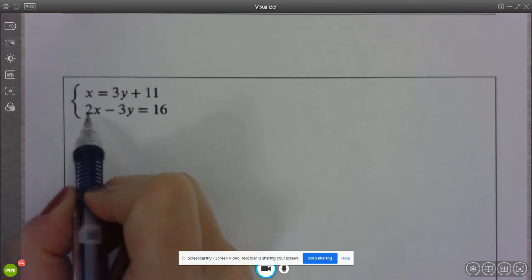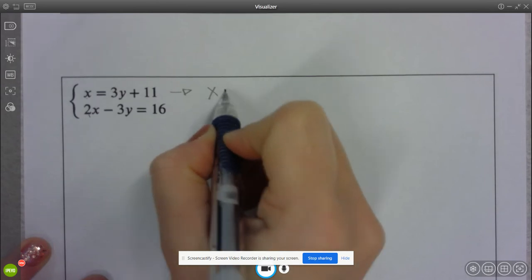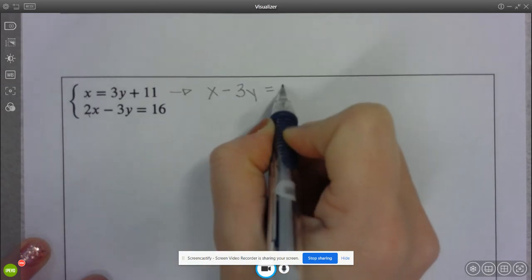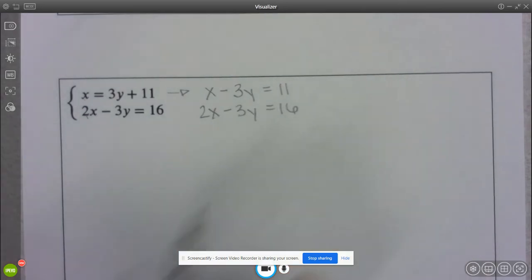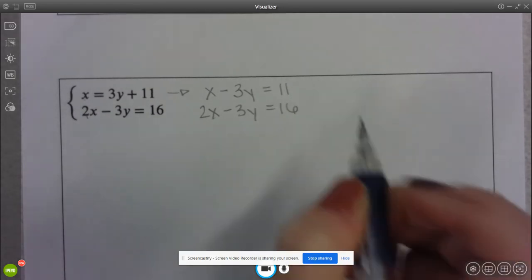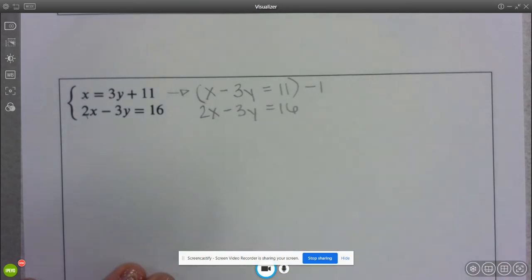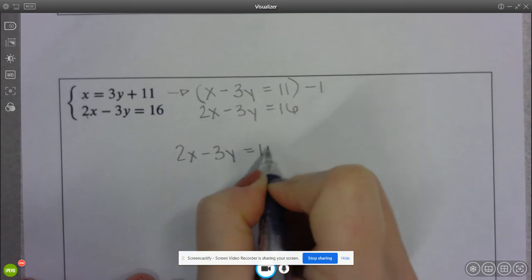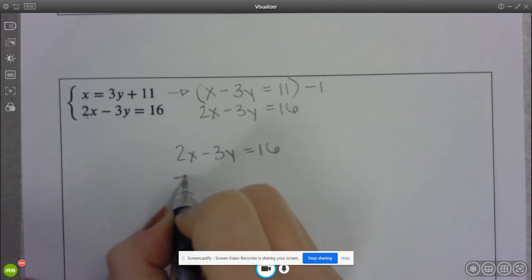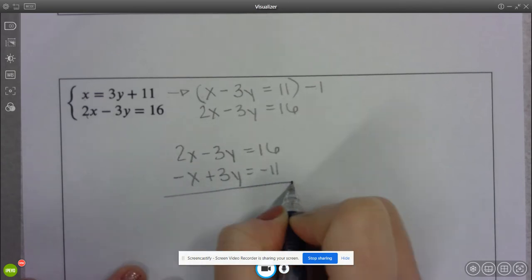So now you'll notice that one of them is in standard form, the other one is not. I need to get this into standard form by subtracting 3y. So with both equations in standard form, that's my new looking system. I'm going to multiply this one by -1 because it could be the first one or the second one. It does not matter. So I'm going to have 2x minus 3y equals 16. Multiplying by -1 gives me -x plus 3y equals -11.